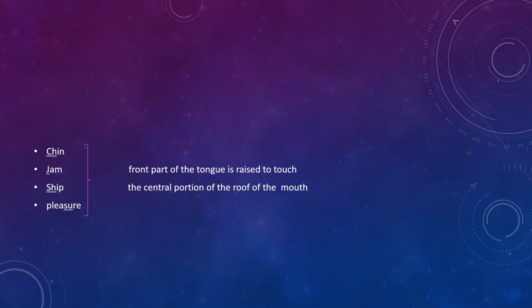Here you can see 4 different consonant sounds: ch, j, sh, j, as in chin, jam, ship, pleasure. For the articulation of these sounds, you're raising the front part of your tongue and it is touching the central portion of the roof of the mouth. So you get chin, jam, ship, pleasure.